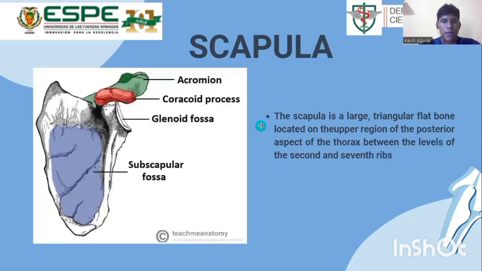The scapula is a large triangular flat bone located on the upper region of the posterior aspect of the thorax, between the level of the second and seventh ribs. Its structures are the acromion, coracoid process, glenoid fossa, and subscapular fossa.